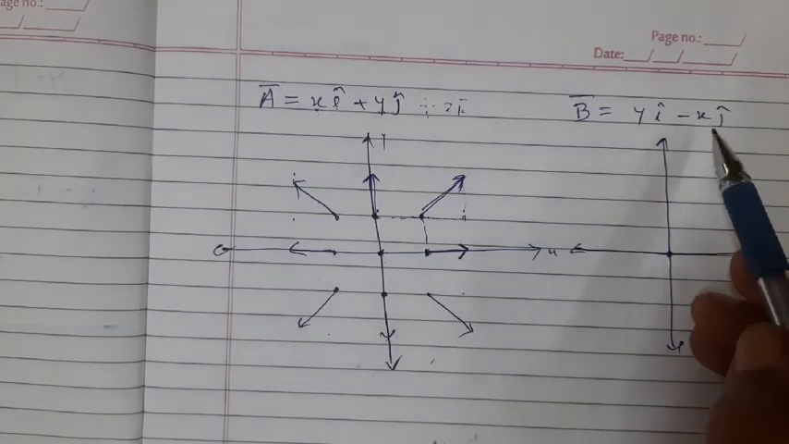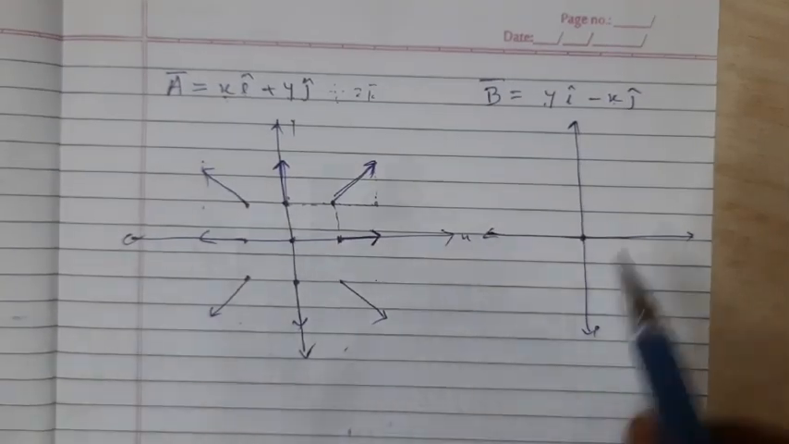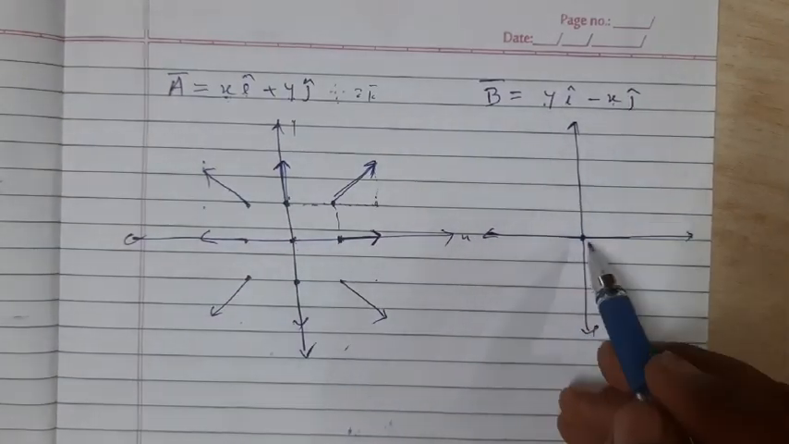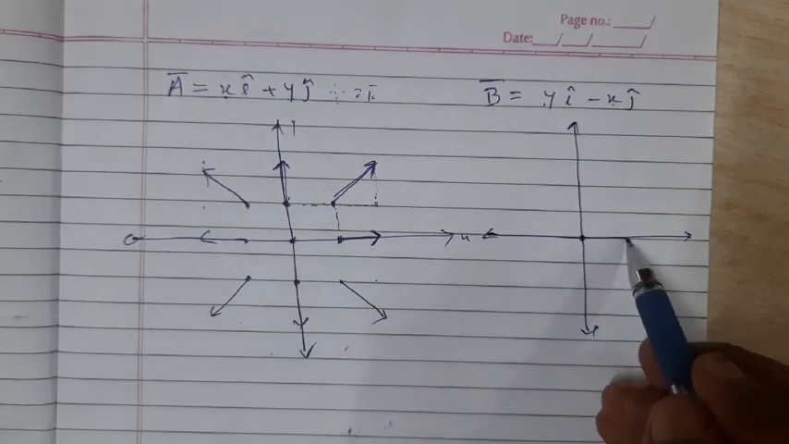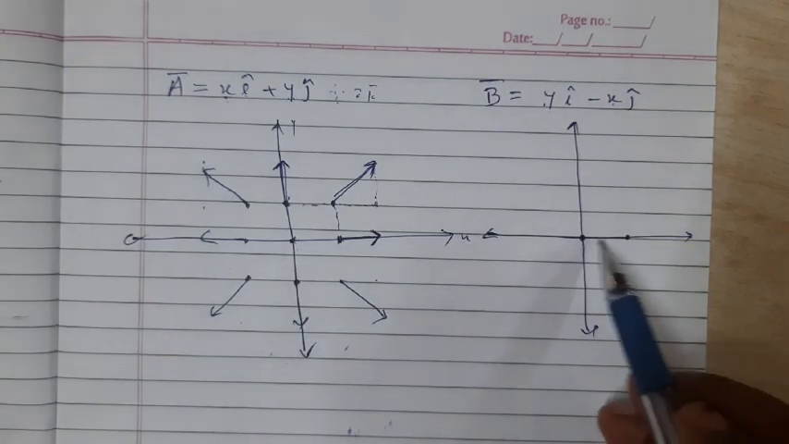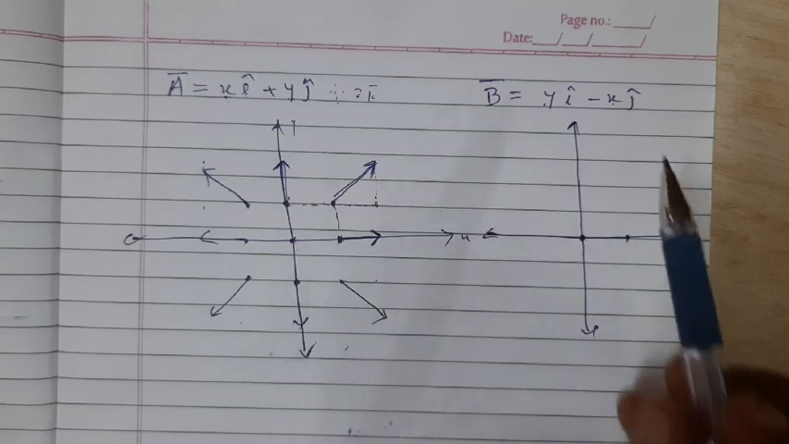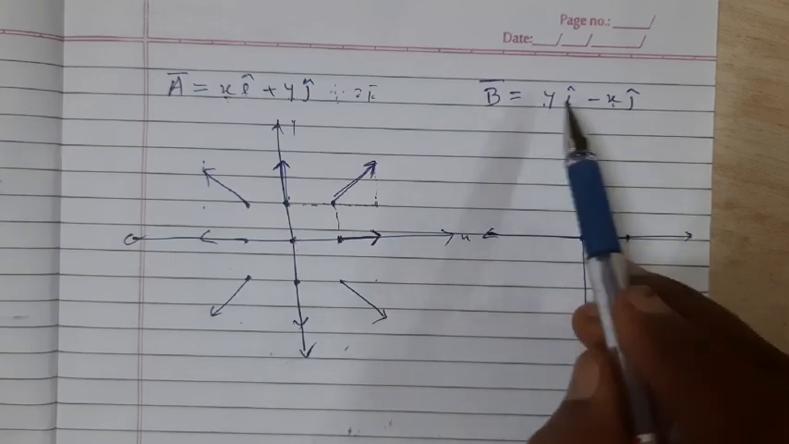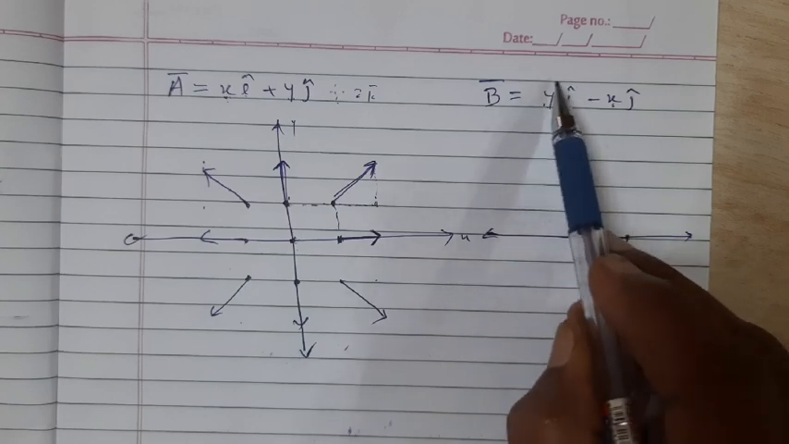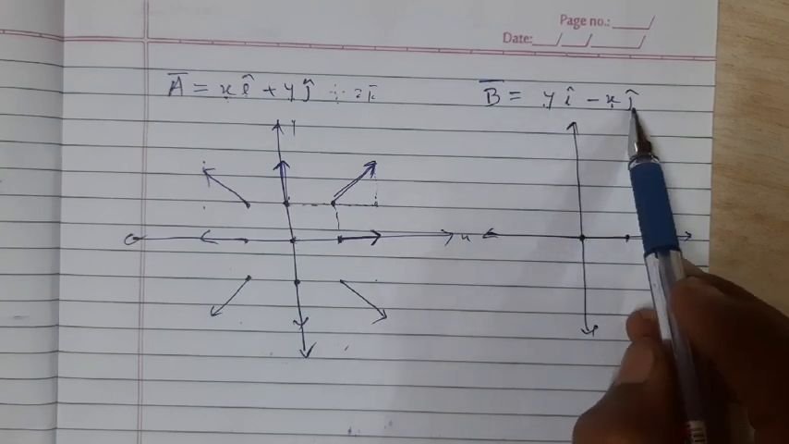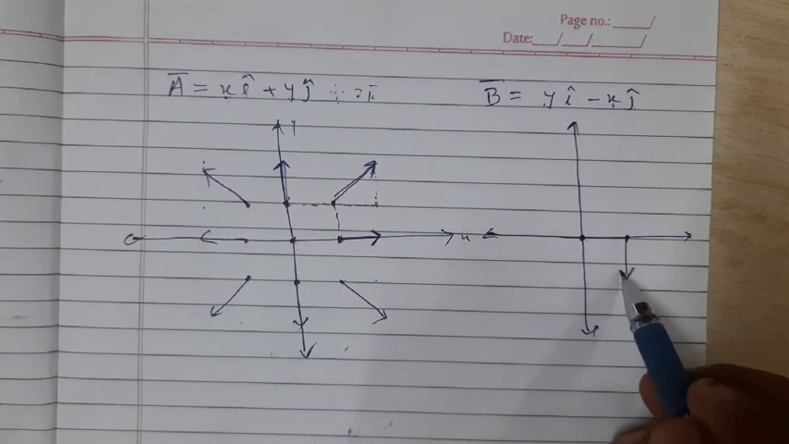For 0 0, that means for the origin x is equal to 0, y is equal to 0, it is 0 i cap plus 0 j cap, therefore it will be 0. But for 1 0, what will happen? For x is equal to 1, y is equal to 0, I will have to substitute. Therefore the coefficient of i cap is 0, but the coefficient of j cap is minus 1. Therefore here the vector will be like this.